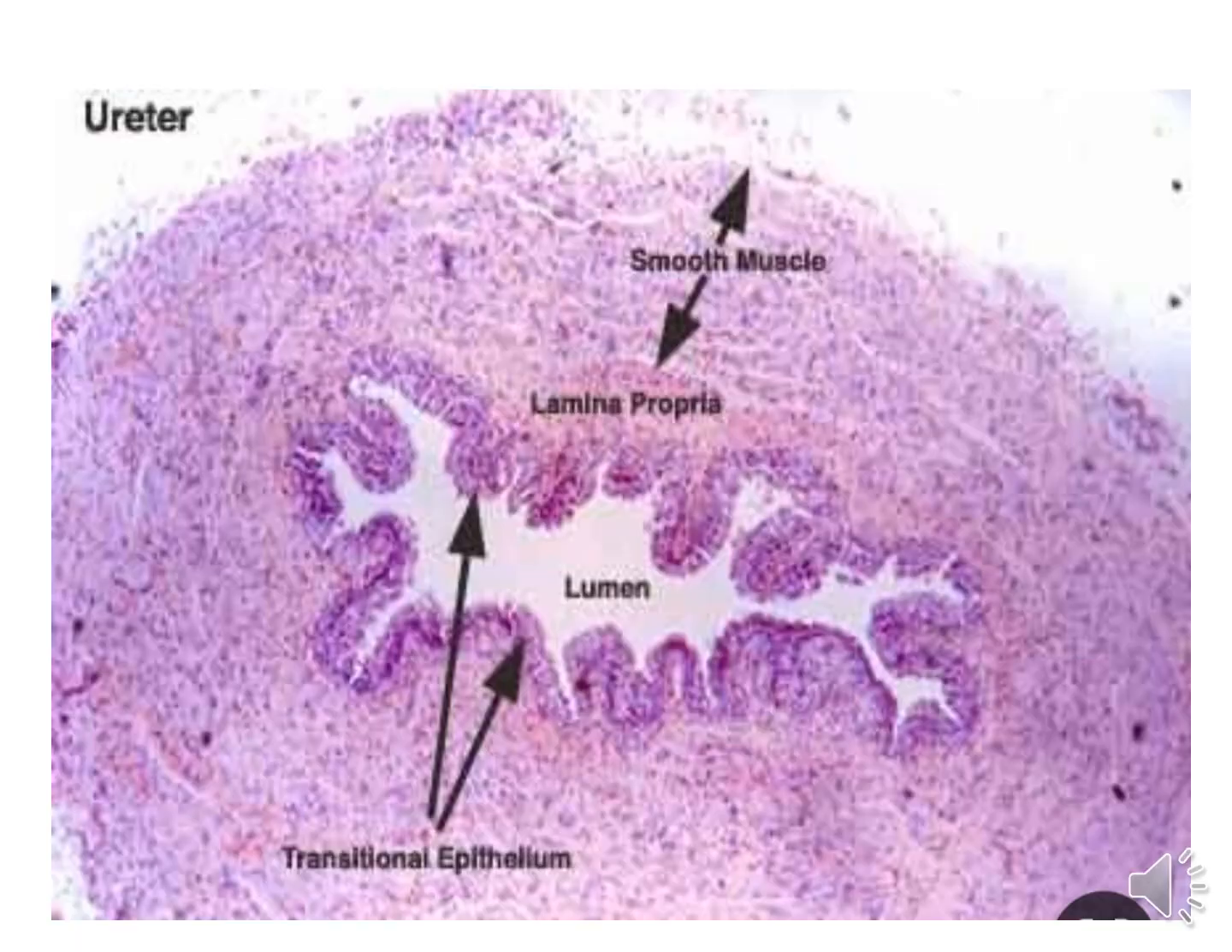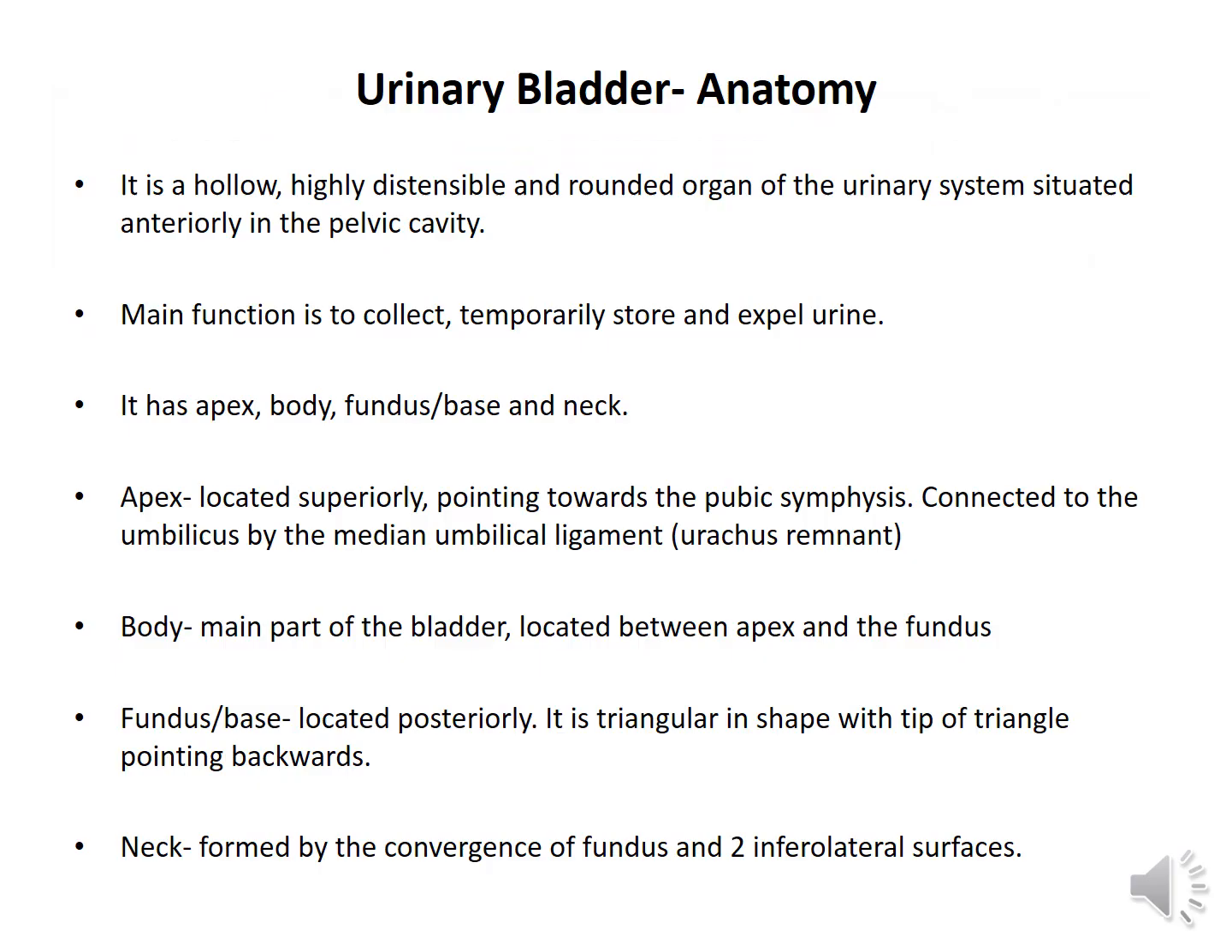This is the microscopic image of the ureter. So we can see the lumen in the center, and the epithelium is made up of transitional type of epithelium, and underneath the epithelium there is presence of lamina propria. So below that there is a layer of smooth muscle, and the outermost layer is the fibrous tissue layer or the adventitia. So that is about ureter.